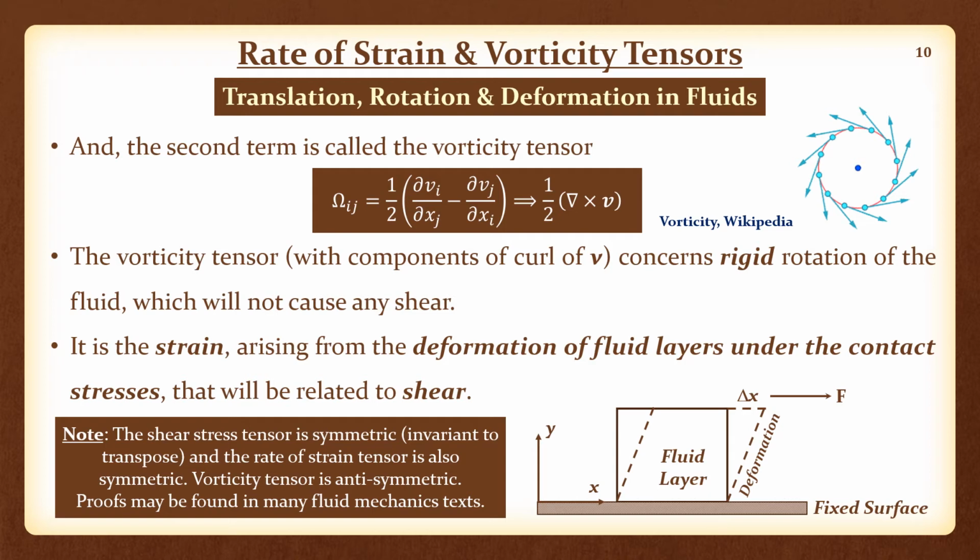The stresses would be the same, and the rates of strain also should be the same. The shear stress tensor is symmetric and the rate of strain tensor is also symmetric, whereas the vorticity tensor is anti-symmetric. What does this mean? There will be a negative sign that will show. I'm not going to discuss this further. Proofs can be found in many advanced fluid mechanics texts, and that is another mathematical way of saying that vorticity won't cause shear, right?